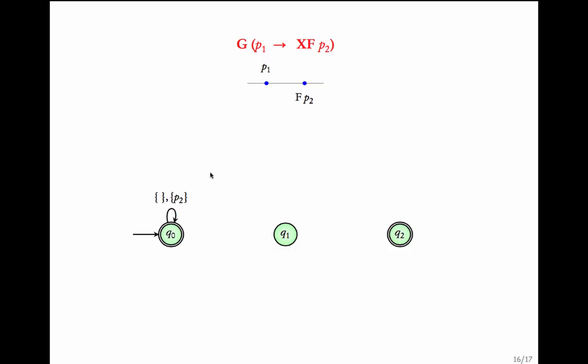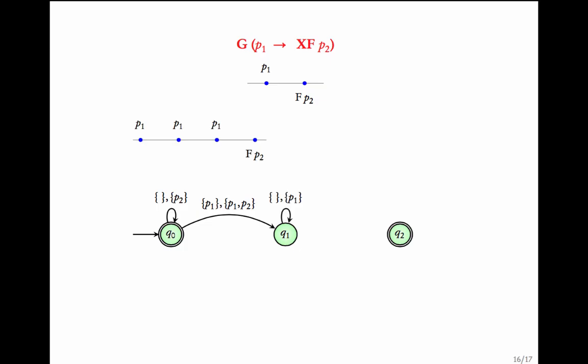As long as you don't see P1, as in the letters that do not contain P1, you are safe and you can accept the word. We need to be careful once we see P1. Okay, as long as we don't see P1, we stay here, and once we see P1, we go to state Q1. And at Q1, you have to make sure that the next step satisfies FP2.